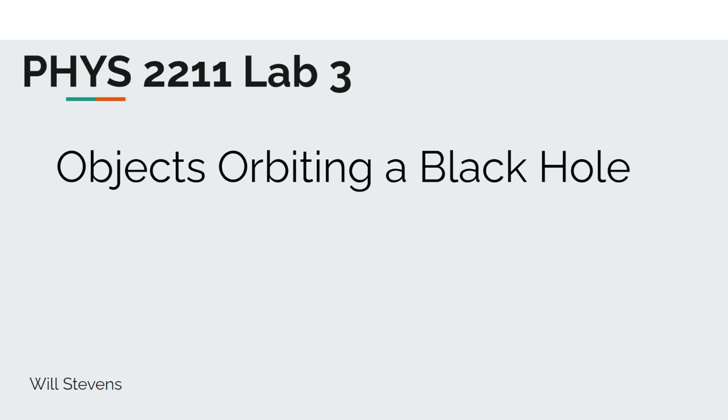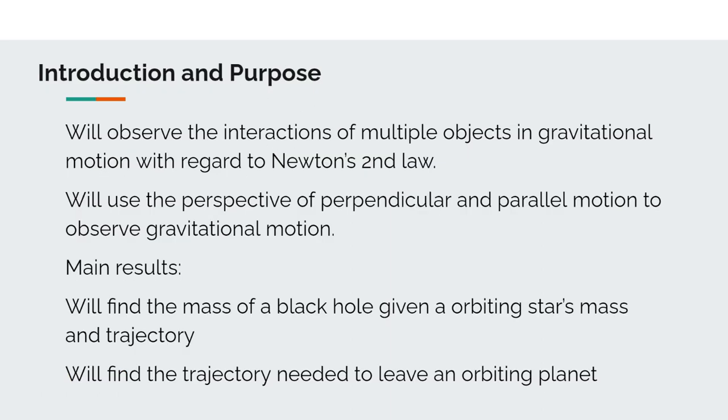Will Stevens, and I will be talking about our third lab where we're going to be looking at objects orbiting a black hole. So first, our purpose of this lab is to look at objects, just as I said, going around a black hole in gravitational motion with regard to Newton's second law of the momentum principle. And we're going to use the perspective of perpendicular and parallel motion to better understand this phenomenon.